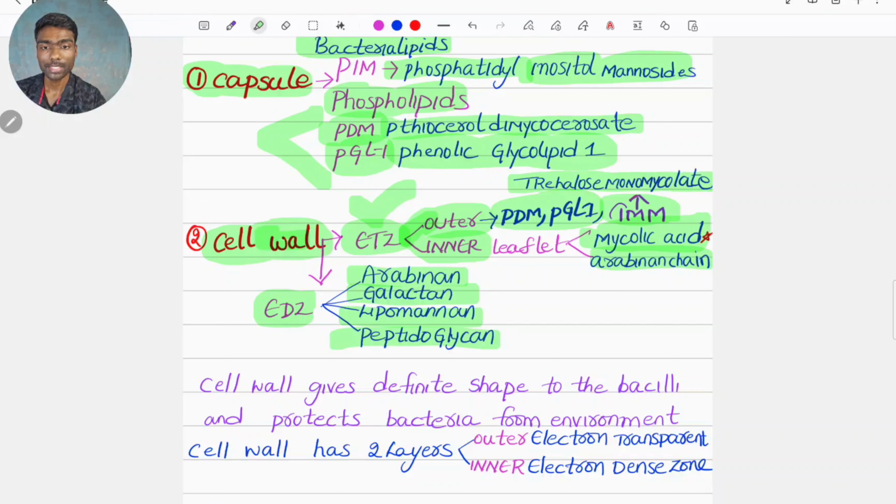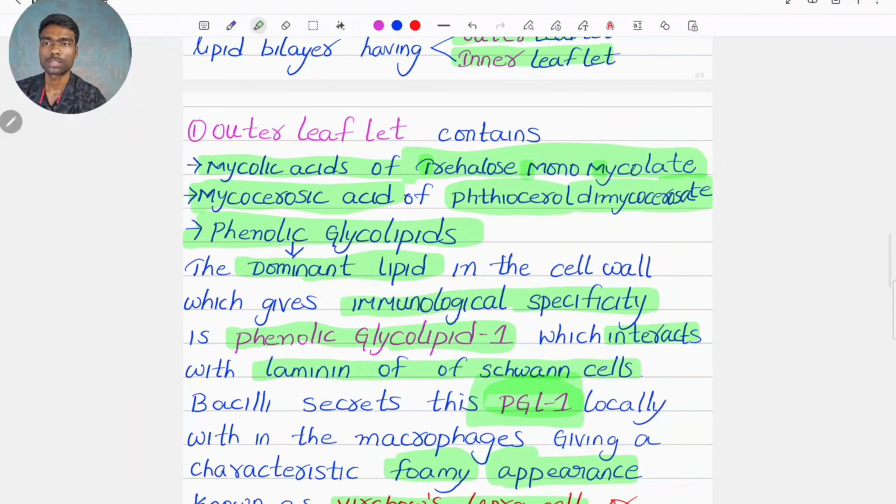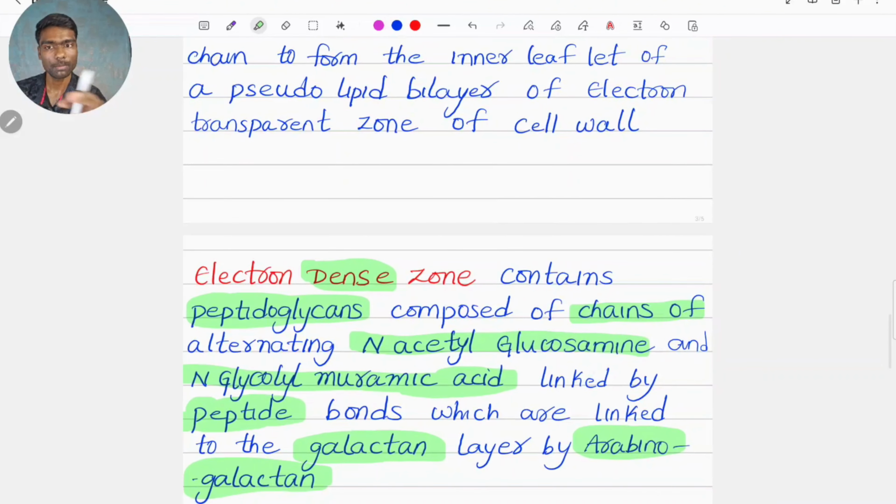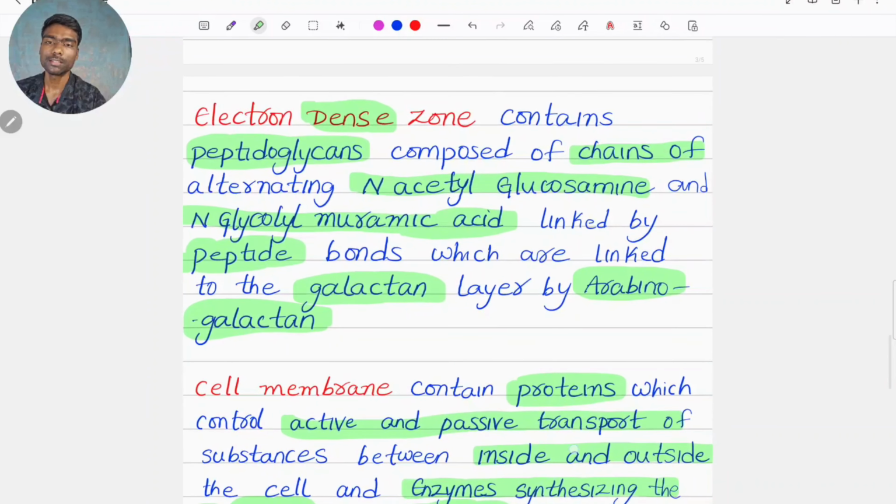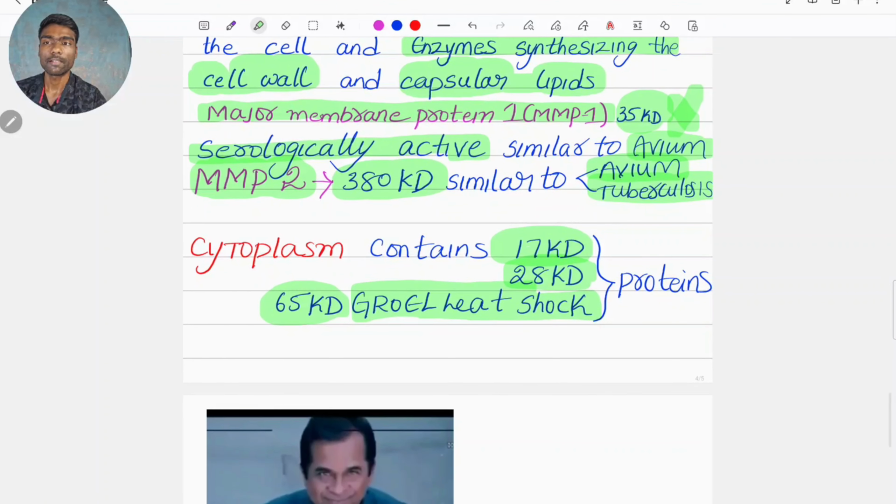And then the dense zone. Why is it dense? Because of peptidoglycans: arabinine, galactan, lipomannan. And then the innermost cell membrane, two proteins, MMP1, MMP2. And then cytoplasm, three proteins: 17 kilodaltons, 28 kilodaltons, 65 kilodaltons, also known as GroEL heat shock proteins. Now I will draw a diagram and you have to label the parts. We will revise with the diagram and we will wrap up.